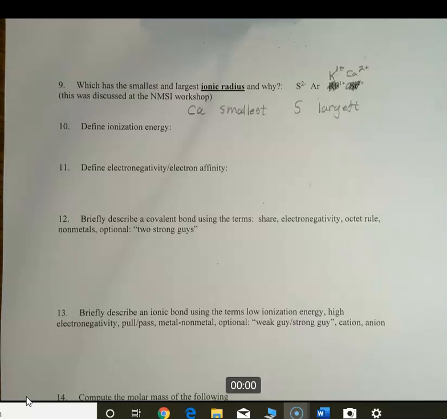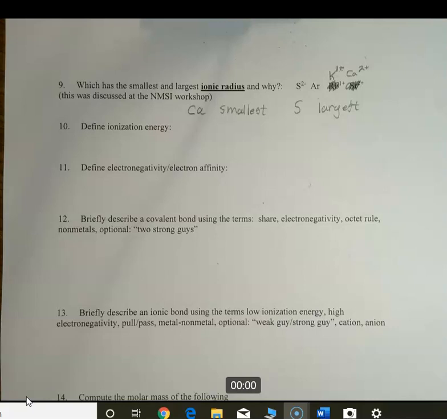Number 13, briefly describe an ionic bond using the terms low ionization energy, high electronegativity, pass, pull, non-metal, metal, optionally weak guy, strong guy, cation, anion. Okay, so if you get a metal and a non-metal together, and the metal could be in the transition metals, but most often in the examples we used alkali and alkaline earth metals, the first two columns of the periodic table, because they have the lowest ionization energies. So you take a nonmetal with a high electronegativity, or electron affinity to be more proper, that likes to pull in outside electrons, and you take a metal, alkali or alkaline earth metal, with a low ionization energy, so it doesn't take much energy to pull its electrons away.